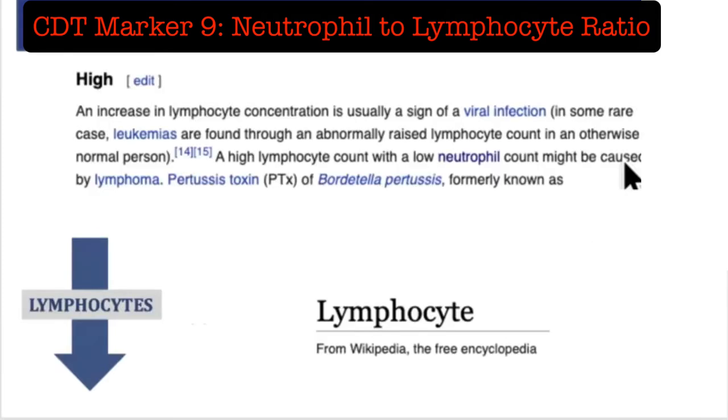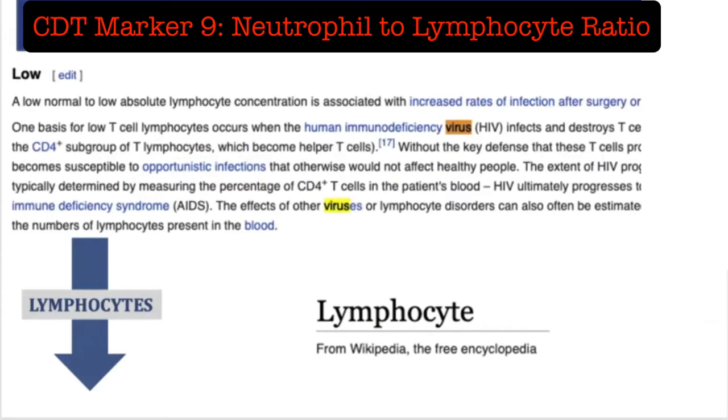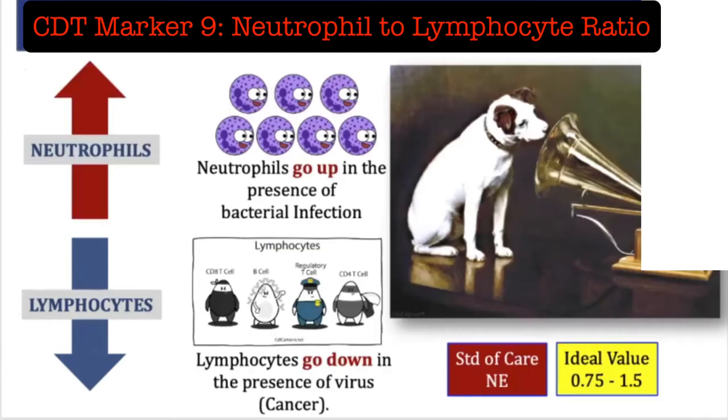So I'm saying lymphocytes go down. I probably should have switched that arrow, but when lymphocytes go up, it's usually a sign of a viral infection. When lymphocytes go down, it's usually the sign of a viral infection. So the neutrophil to lymphocyte ratio, why I have this little old-fashioned RCA Victor here, is that when you look at the neutrophil to lymphocyte ratio as opposed to just looking at the neutrophils or just the lymphocytes, it's really an amplification of the two. So it's really a measure of your major chronic infectious burden to some degree, but with an amplified signal compared to looking at either individually. That's why I have a little amplifier here. So it's a very important marker.